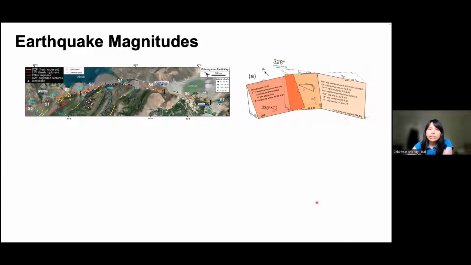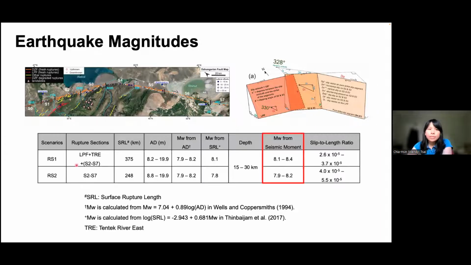We also noticed that the slip vector azimuth of 328 degrees inferred from the pure strike-slip segment is very similar to the 330 degrees estimated for the Lepsy Fault from a previous study. So it is likely that the Dzhungarian Fault and the Lepsy Fault are a fault system that could rupture together and cause the ruptures in the area between them. We name this rupture scenario 1.